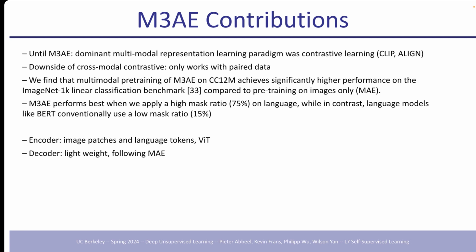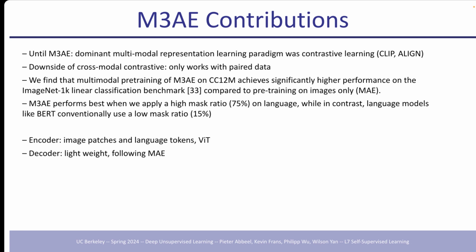In this case, we found that multimodal pre-training of M3AE on this closed captioning dataset achieves significantly higher performance on the ImageNet 1K linear classification benchmark compared to pre-training on images only. So there's something about the multimodal that's helping extract a better representation of images. Not too unexpected, because obviously having that semantic information should tell you something about the images that is not just there if you do just image training, but it's nice to see it confirmed.